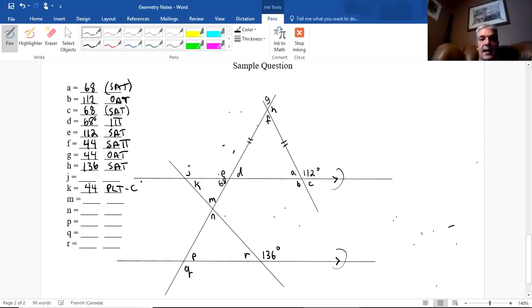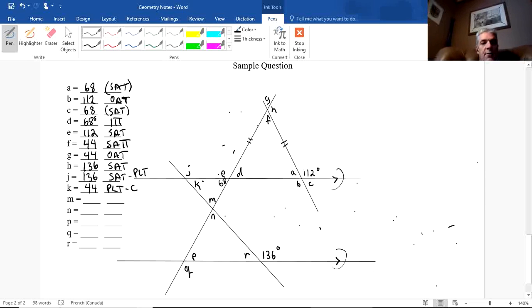Now I can get J. J is going to be 136. I can also say this by parallel lines theorem if I want, or I could do it by supplementary angle theorem, either way, because if I know this is 44, then I can subtract. Either way, it's going to be 136 degrees. And I'll just say supplementary angle theorem or a PLT version. Take your pick. It doesn't matter.